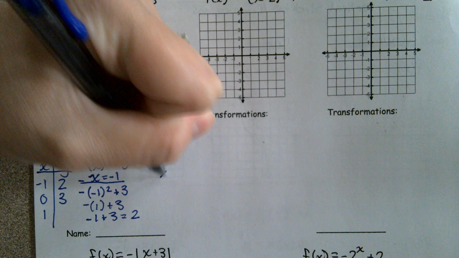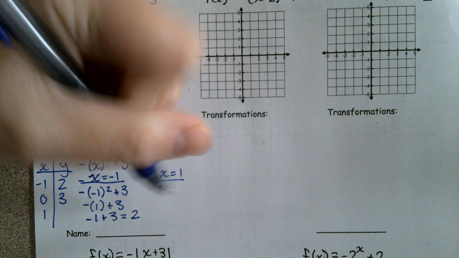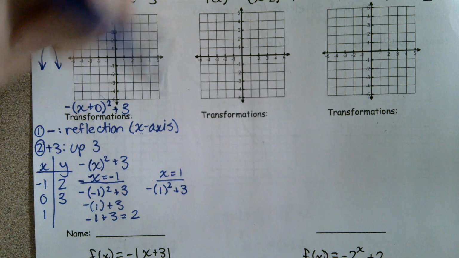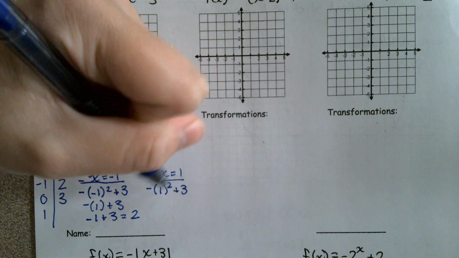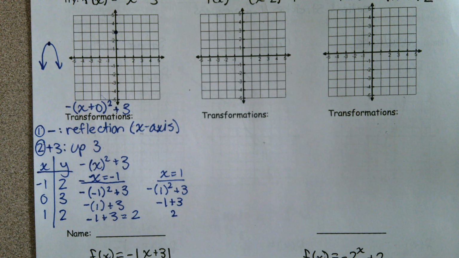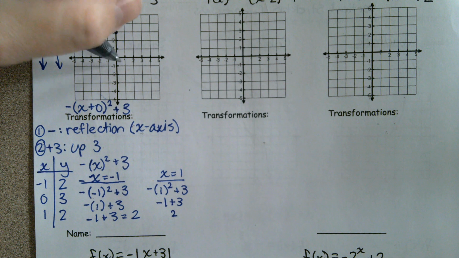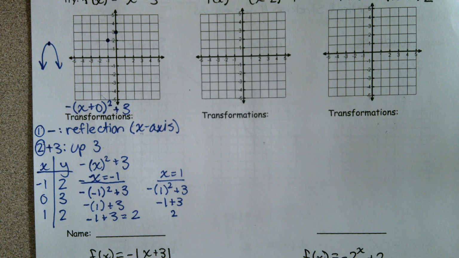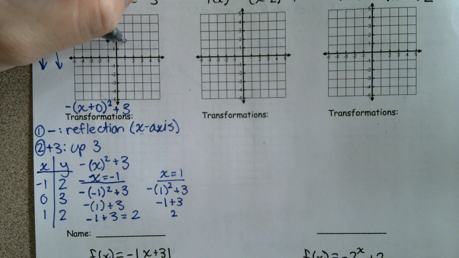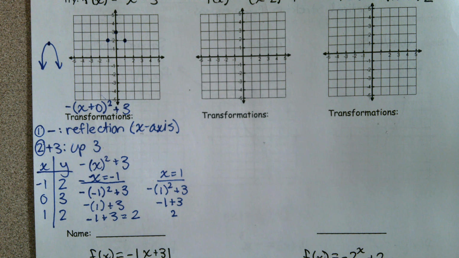And again, for +1, negative in parentheses 1 squared plus 3. 1 squared is 1, so -1 plus 3, which again is 2. And now we graph. -1, 2. I've already got 0, 3, 1, 2. And now we can draw in our U.